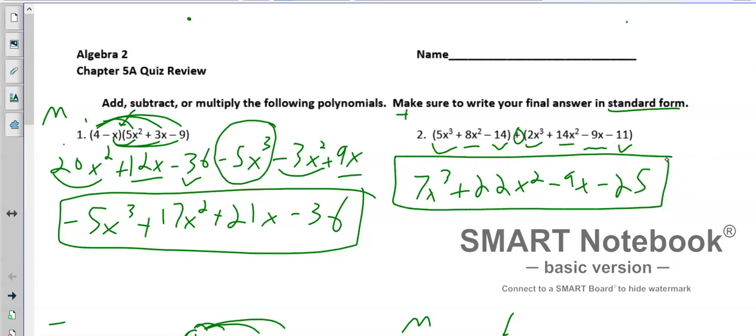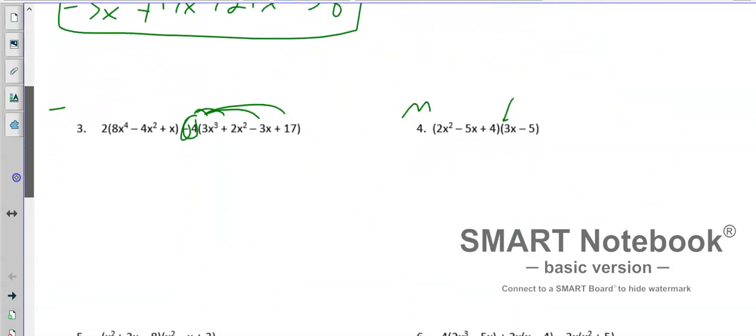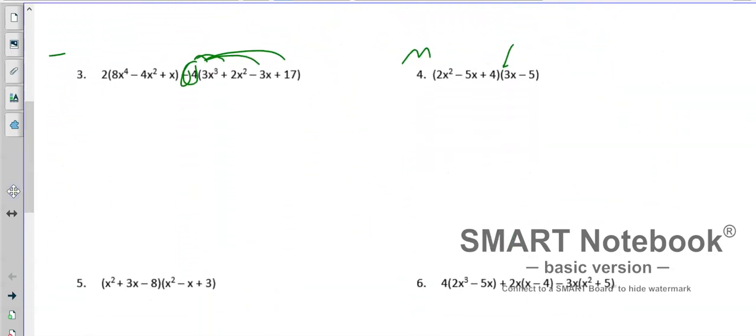Standard form, remember, means descending order of exponents. So in this one, notice I have a 2 out here to distribute here, here, and here, and the -4 to distribute. So 2 times 8 is 16, and then x to the 4th. Positive times a negative, 2 times 4, and the x squared just tags along. And then 2 times x is just 2x.